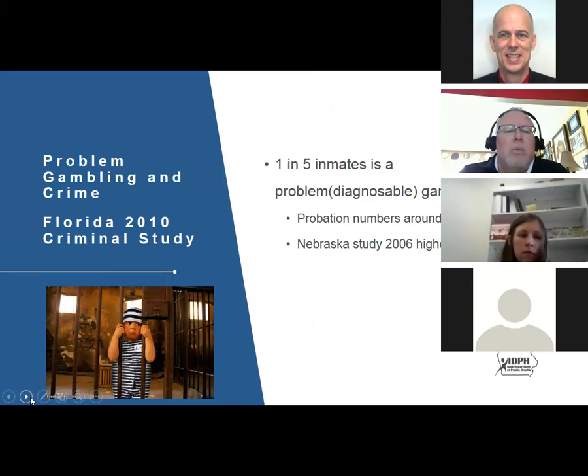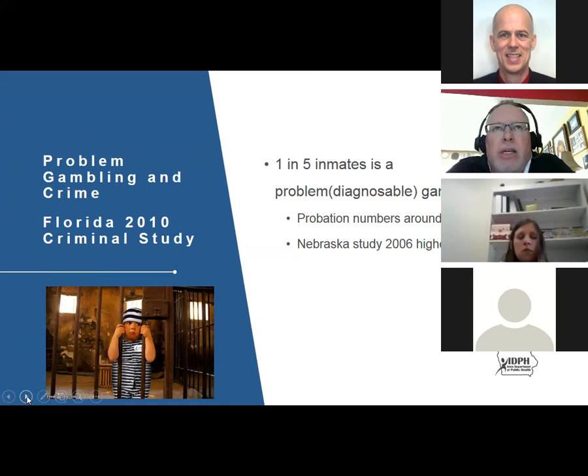Okay, more on crime. A 2010 study said 1 in 5 inmates is a problem or a diagnosable gambler. We did a 2006 study of probation. We found that to be at about 22%. And what that means is that in the study we did, 22% of the people self-admitted they had a gambling problem while on probation. Very, very few of them were asked to go to treatment or sought treatment.